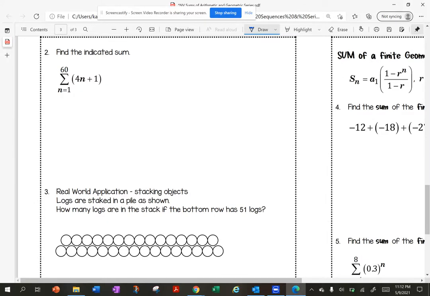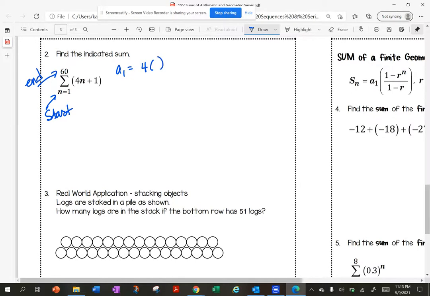I can also see my terms in a different format where I have a summation symbol. So I'm starting here at n equals 1. This is my formula. I'm starting with n equal to 1, and I'm ending where n is 60. So I can figure out my first term. I would substitute n equals 1 for the variable. So this is going to be 4 times 1 plus 1. So 4 plus 1 is 5. So this is my first term.